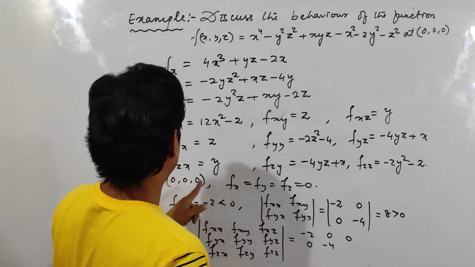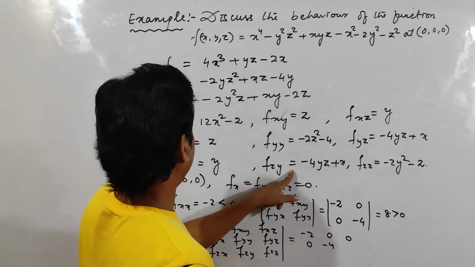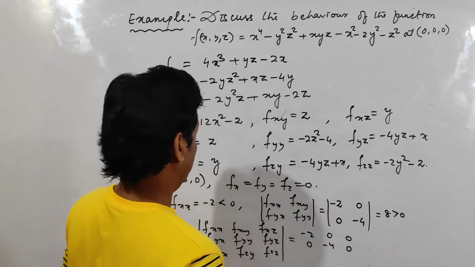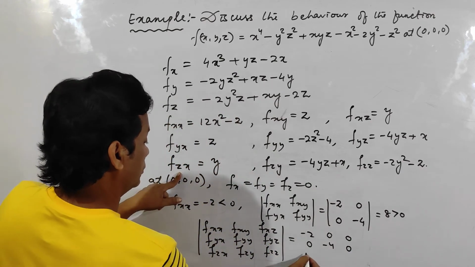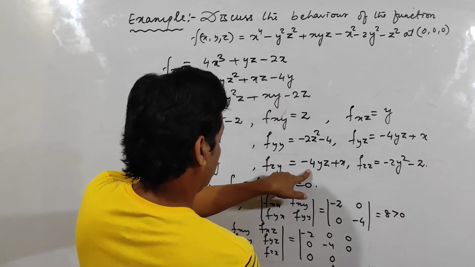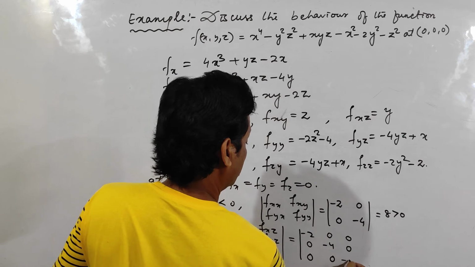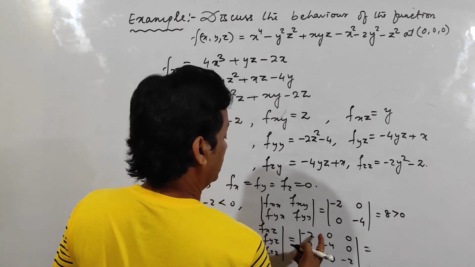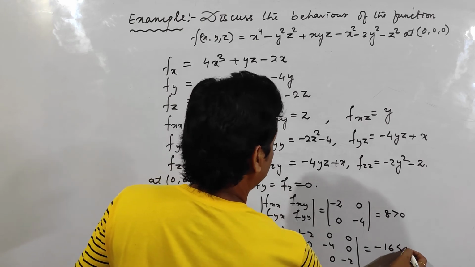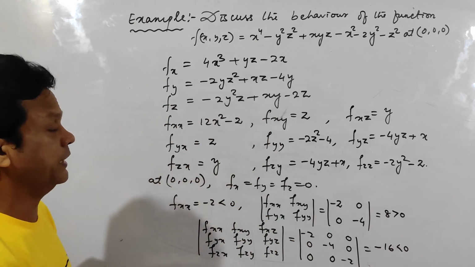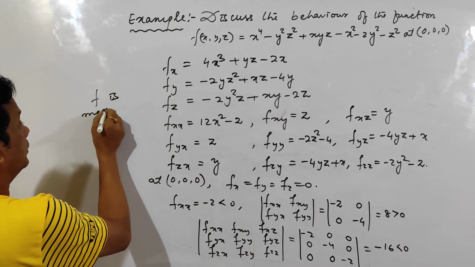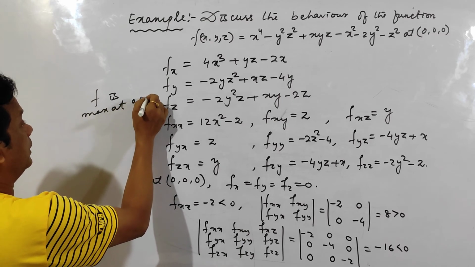Then fyz, this is also 0. Then fzx, it is also 0. And fzy, this is also 0. Fzz, this is minus 2. So it will be this and this and this. So minus 16, which is less than 0. And this is the condition for maxima. That means f is maximum or relative maximum at 0 0 0.